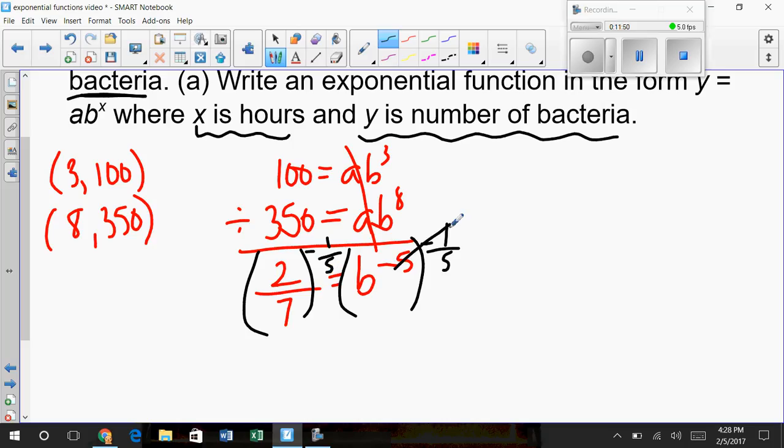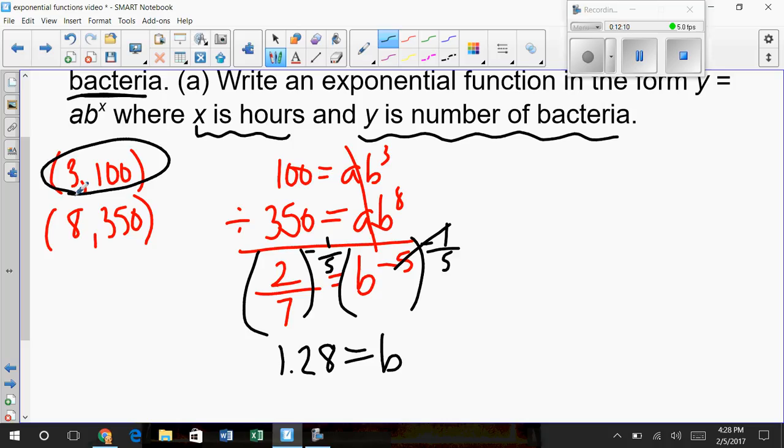So these cancel. I'm going to put this in my calculator. Again, make sure you're using parentheses for your exponent. And I do get a pretty nasty number, so I'm going to just round it to the hundredths like we mentioned. So 1.28 is b.